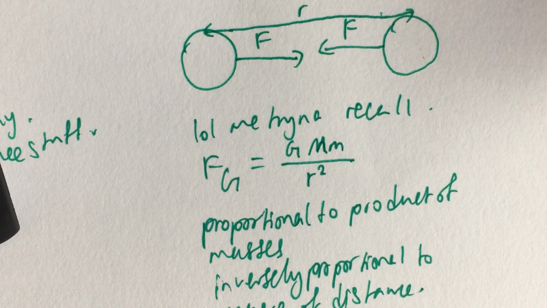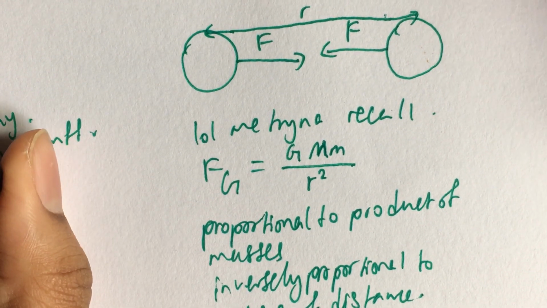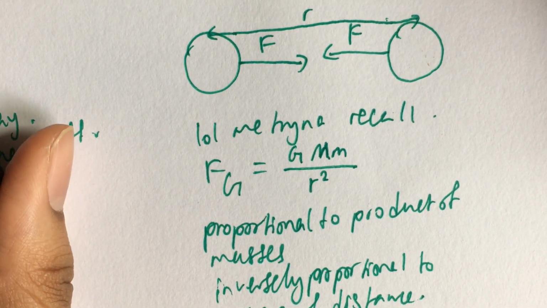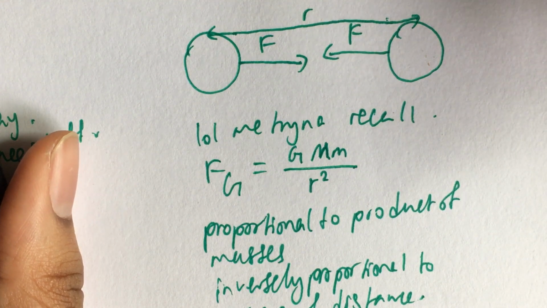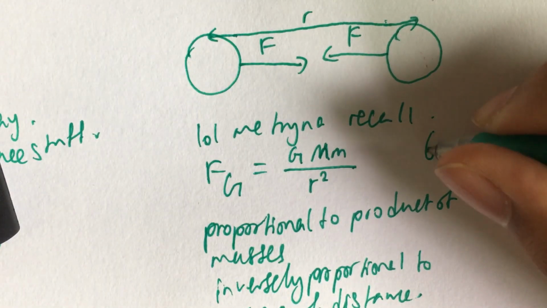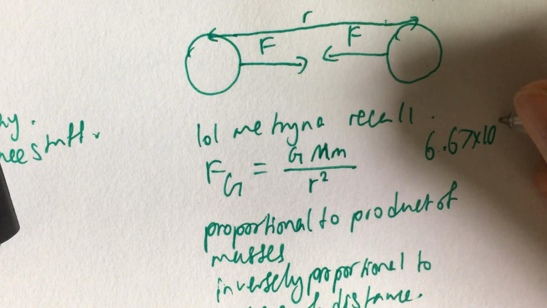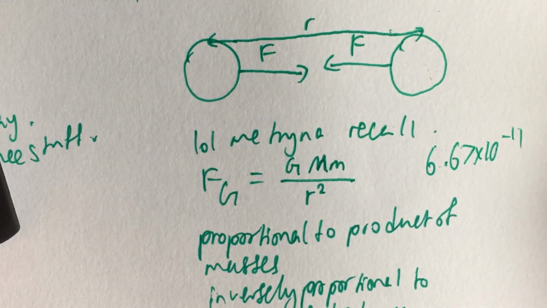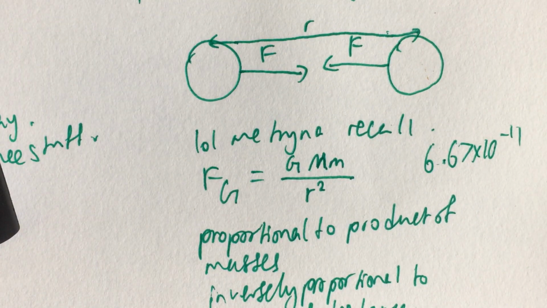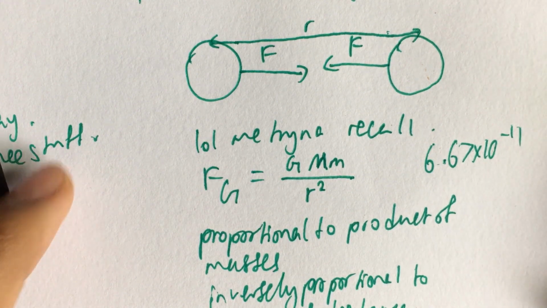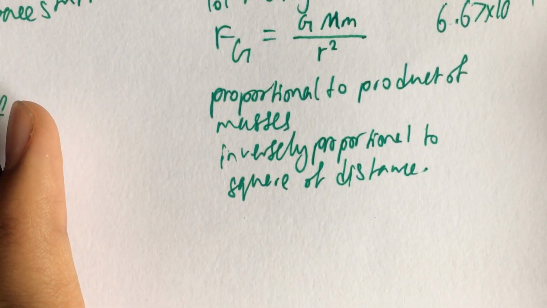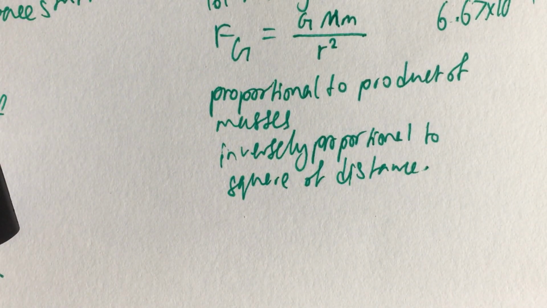So the G is a constant of proportionality, and you can find it in your data booklet, so I don't want to talk too much about it. I think it's 6.67 times 10 to the power of negative 11 or something like that. I don't know. Just check your data sheet, that list of data. Just use that if you forget the value, like I do. That's not the most important thing here. The important thing is the rest of the terms.